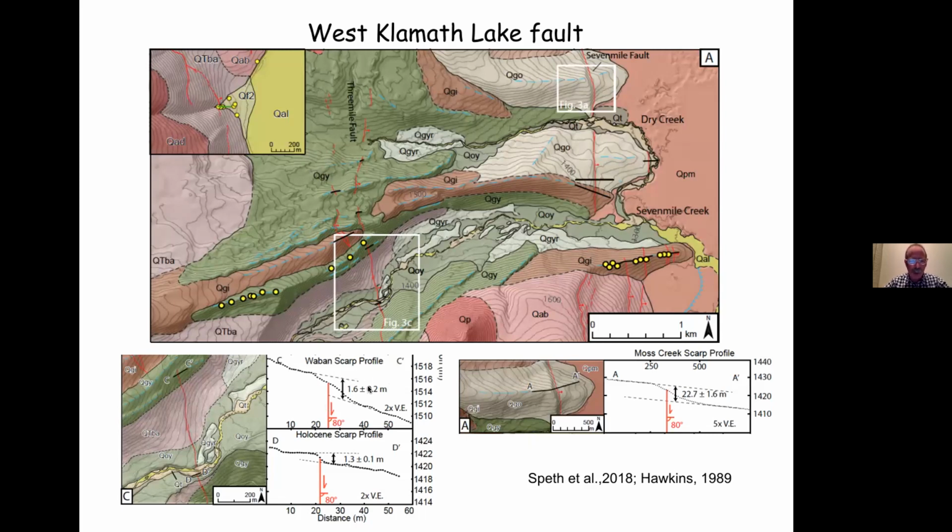This Wobbin profile is through a late Pleistocene last glacial maximum moraine, and this is through a probably stage 5 advance during the interglacial. And what these show is about 1 to 2 meters of offset since 20,000 years ago, with about 20 meters of offset since about 100,000 years ago. And so by Oregon standards, these are actually very high slip rate faults, in the tenths of a millimeter per year.